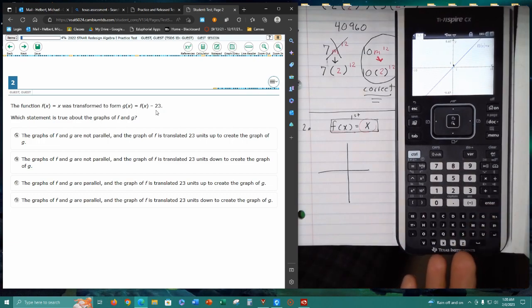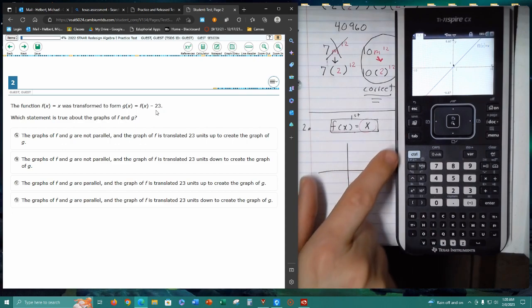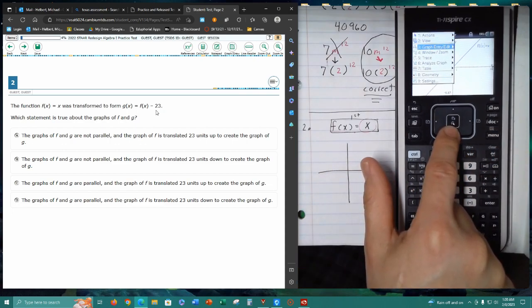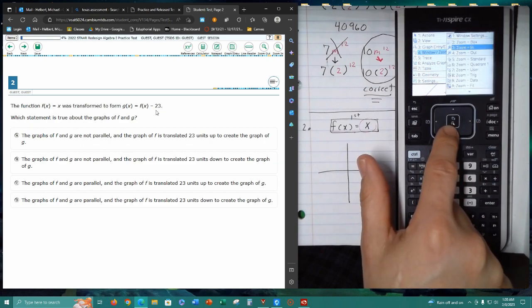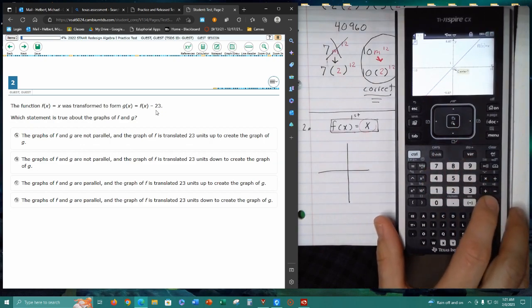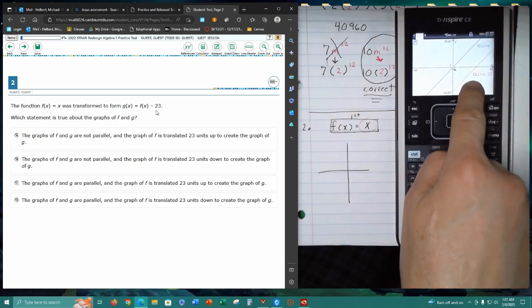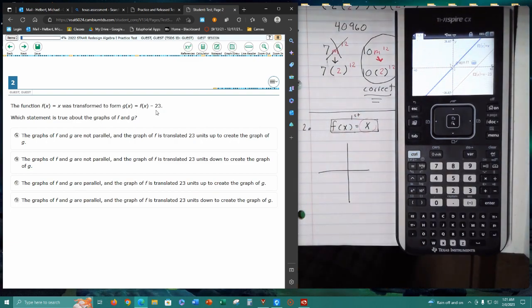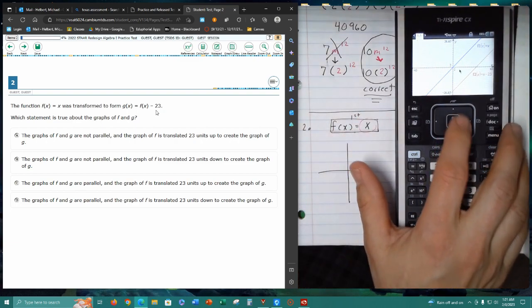And notice I didn't see the line. So I want to zoom out because we do want to see what this looks like. So I'm going to hit menu. I'm going to go down to zoom and go to out. And I'm just going to keep going out until I see the line. And now look, I can see the line. It's right here. So I'm going to hit escape so I don't zoom out anymore, and I can look and compare the relationship.